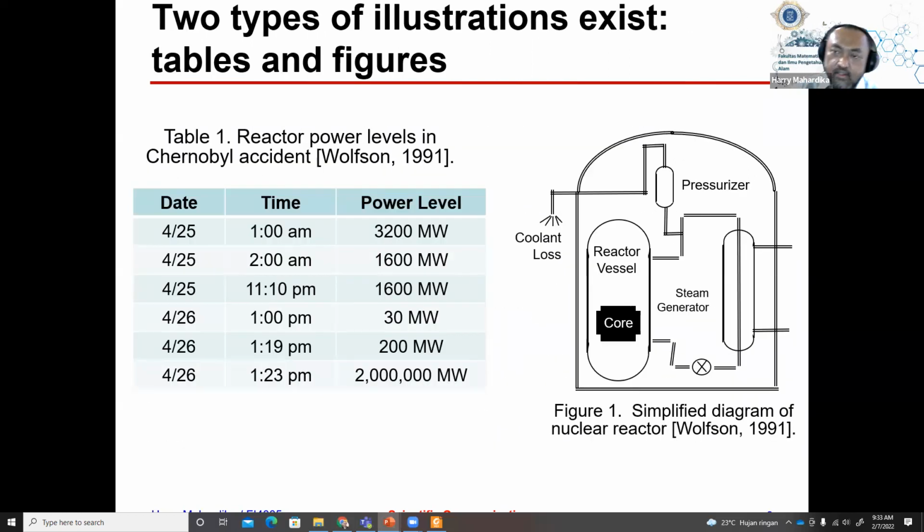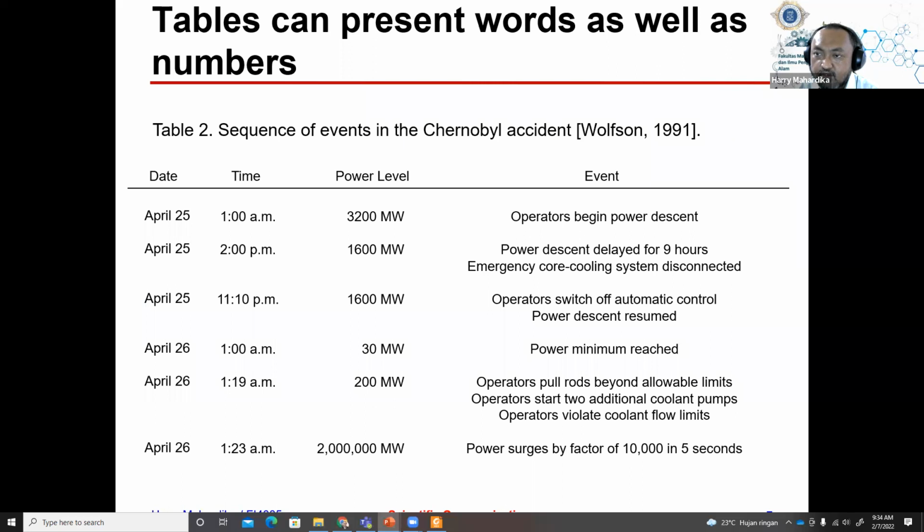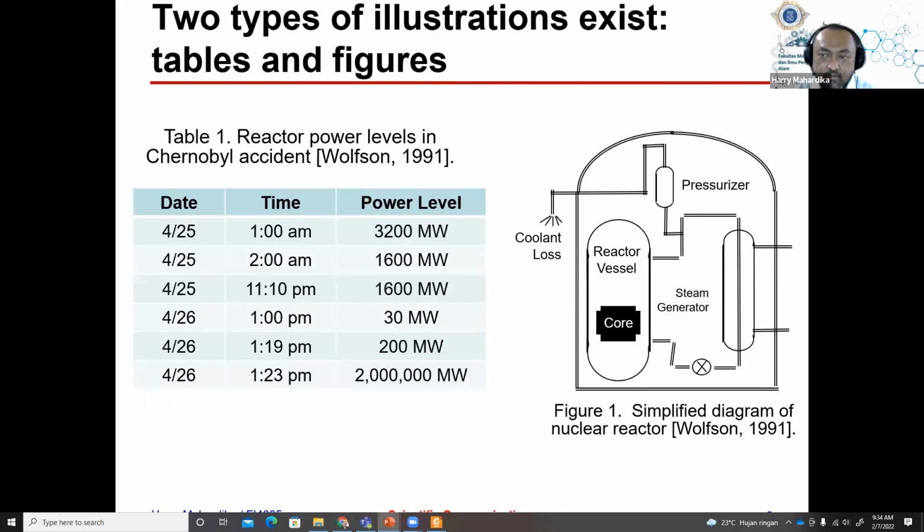And so whenever you want to present the information given here related to the Chernobyl accident, for example like this one, you can present it like this, and then you describe or explain the occasions related to the accident in the paragraph, or you put some small information next to the power level. So here, this is basically the same table.